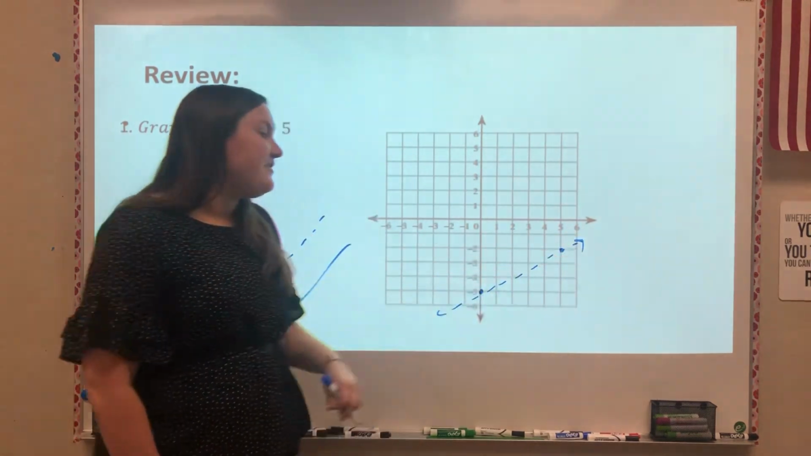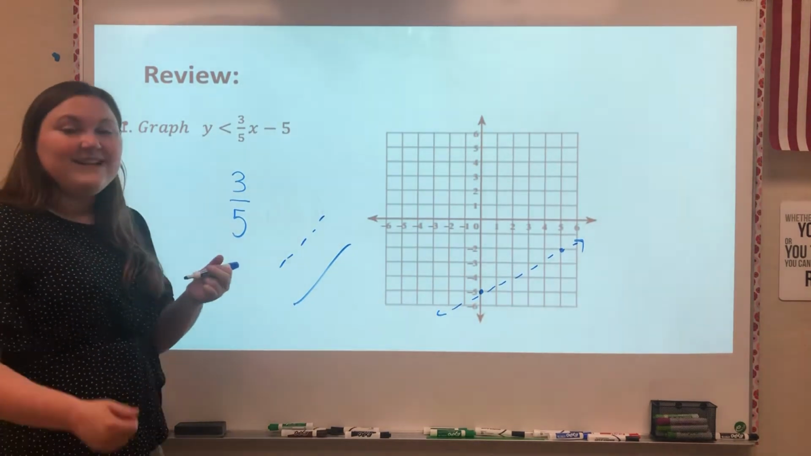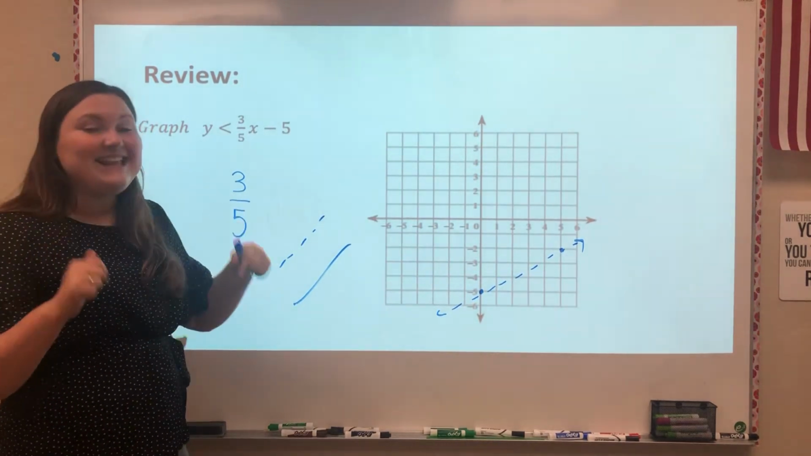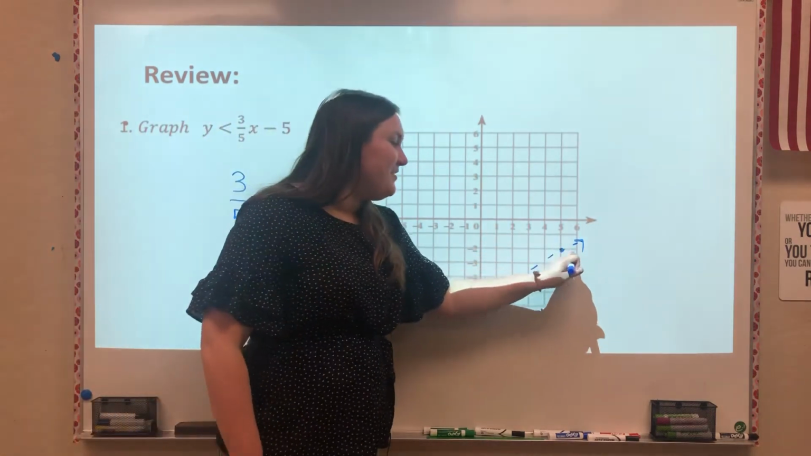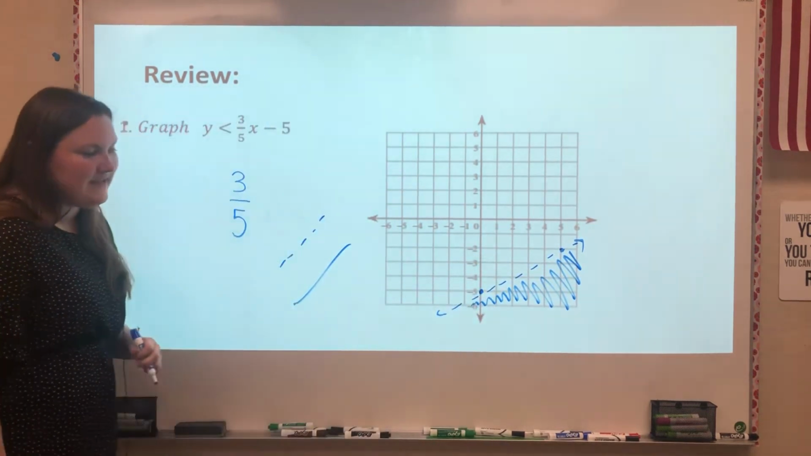And then the other step is check for shading. So because this is y is less than, that tells me I want to shade everything less than my line, which would be everything below the line. So I'm shading down, I'm shading all of that space right there.